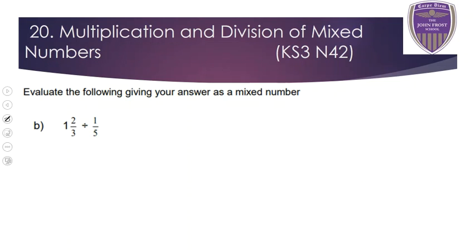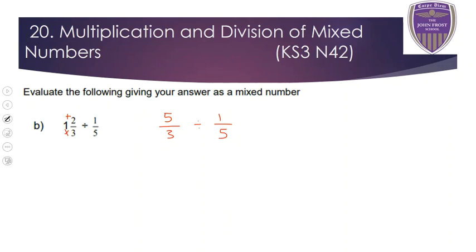So 1 and 2 over 3 means we've got 1 whole set of 3, and then another 2 added on afterwards. So 1 times 3 is 3, plus 2 is 5. And don't get confused by the next part, okay? The next part is just a normal fraction. 1 over 5 just stays as 1 over 5, doesn't it? You can only change it to an improper fraction if it's a mixed number to start with. 1 over 5 is not a mixed number. So it's 5 over 3 divided by 1 over 5.